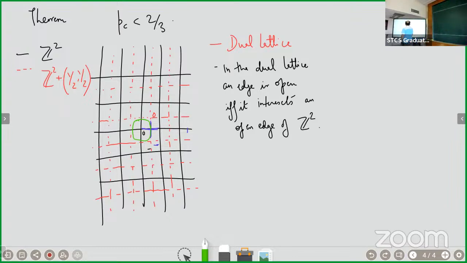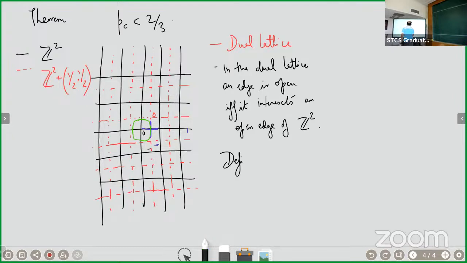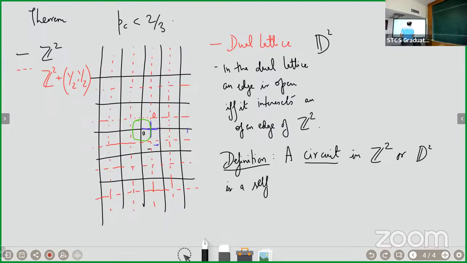What if we define it? You don't need to do it separately for squares. A circuit in Z2 or D2, this line is the cell of variable, and rotate part.